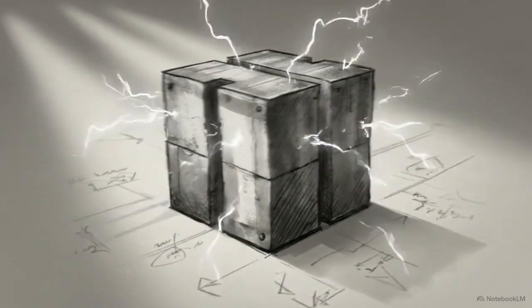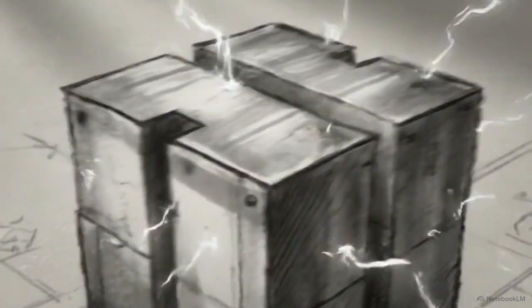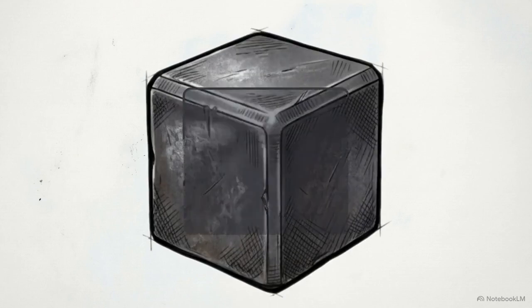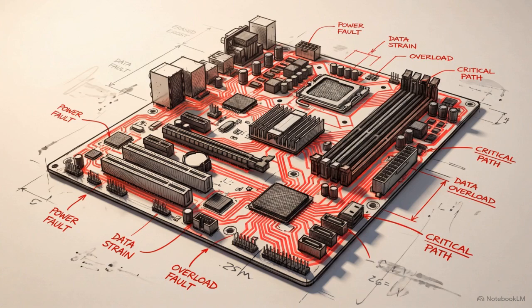Think of a legacy mainframe as a massive, solid block of iron. It is heavy, rigid, and shaking under the pressure of modern demands. Inside the structure, the user interface, the business logic, and the database layers are physically fused together into a single, indivisible entity. Because these components are locked together, a sudden surge in user traffic does not isolate its stress to the interface. The load transfers directly through the entire system, straining the database and the core logic simultaneously.